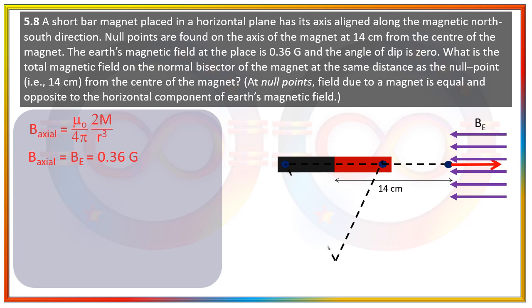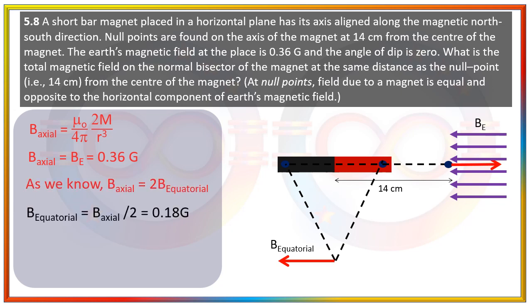Normal bisector means this particular part, and it is the broadside-on position also we can say. We know that at the normal bisector or at any point on its equatorial line there will be two fields, four components, two of the same would get cancelled, and then the net field will be obtained in this direction. And one more thing we know is that the relation between axial and equatorial differs by a factor of 2. So B axial is equal to 2 into B equatorial, or equatorial is equal to half that of the axial.